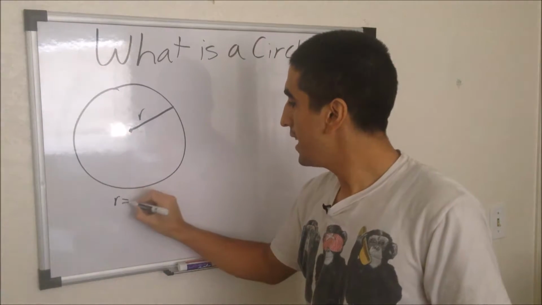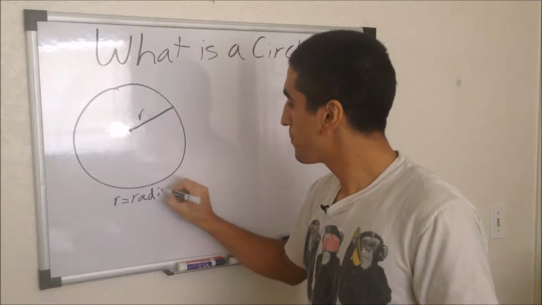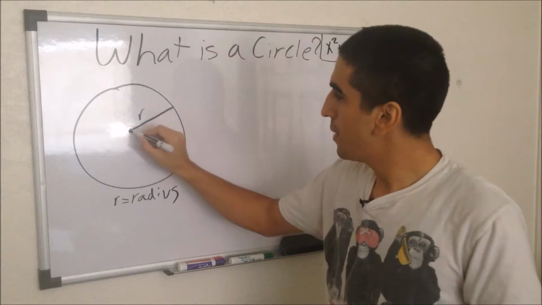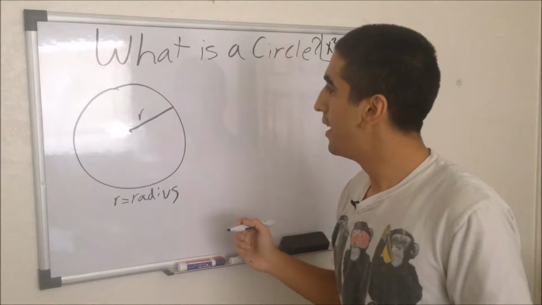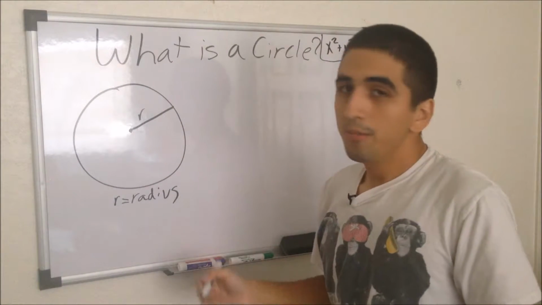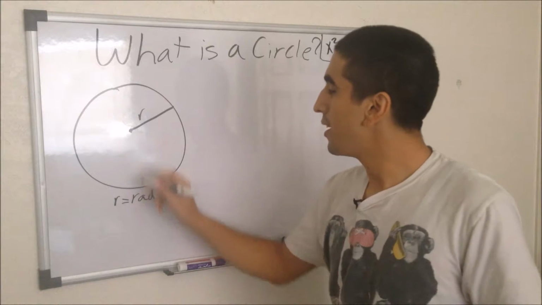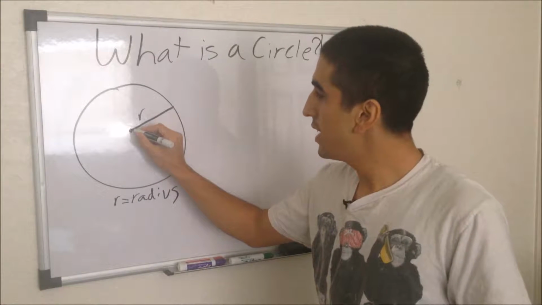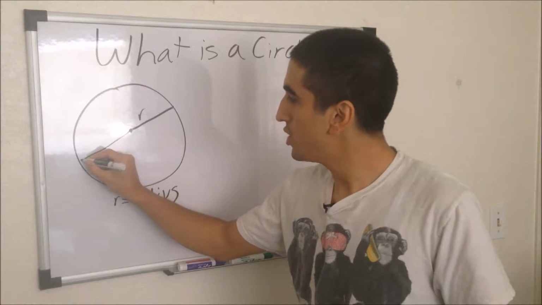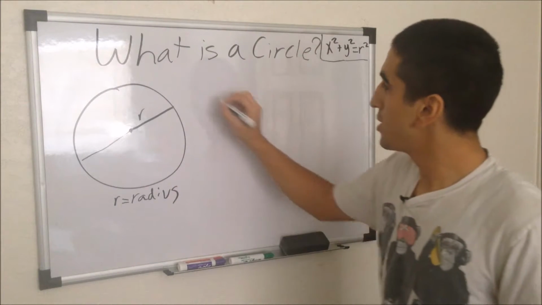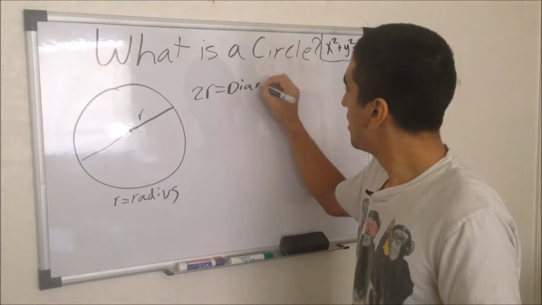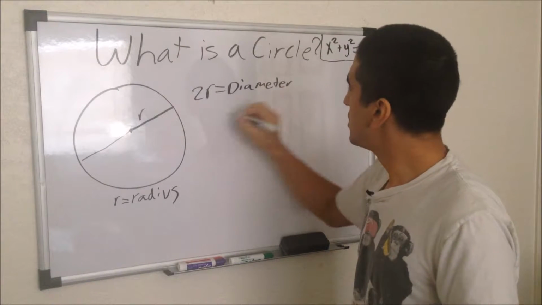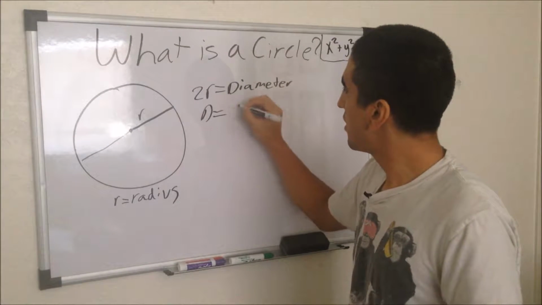R meaning radius. All the way across, no matter how you draw this line from the center, it's going to equal r. The value of r changes, that's why we use r. But let's say you had two r's stacked up against each other. Well, that is called the diameter. 2r is equal to the diameter, which we'll use d. D equals that thing.